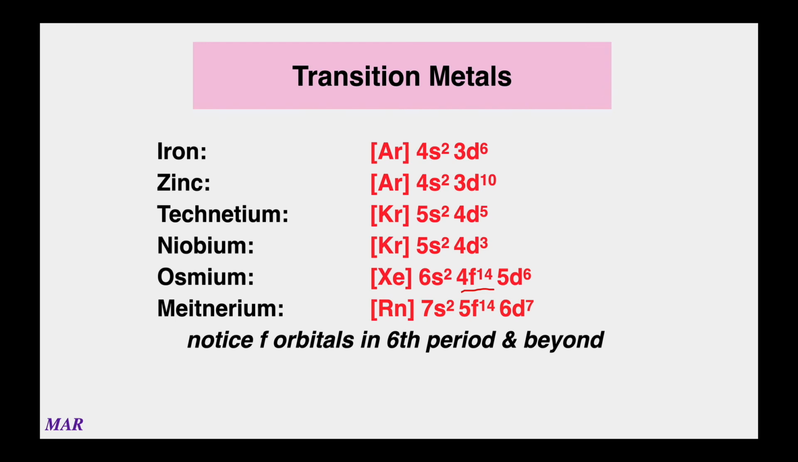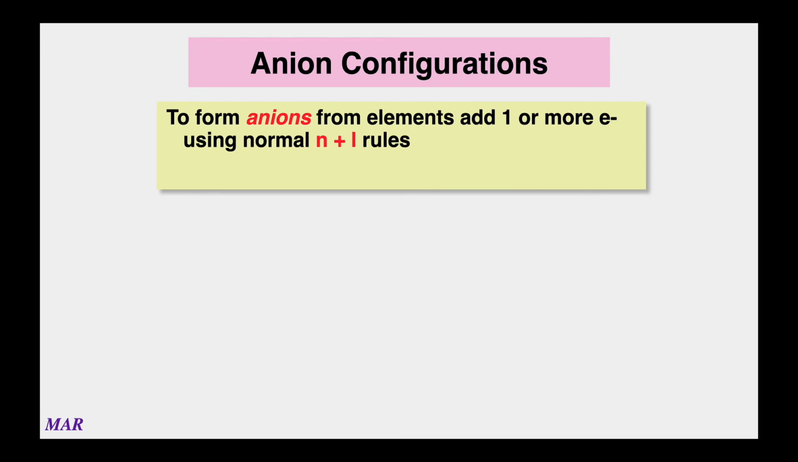Two ways to win. Making an ion from an atom and figuring out the electron configurations is actually not that bad. So let's talk about anions first, the negative ions. An anion just has extra electrons beyond what the neutral atom would have. And adding electrons to make the anion is pretty easy. You just follow the normal N plus L rules of filling in electrons.